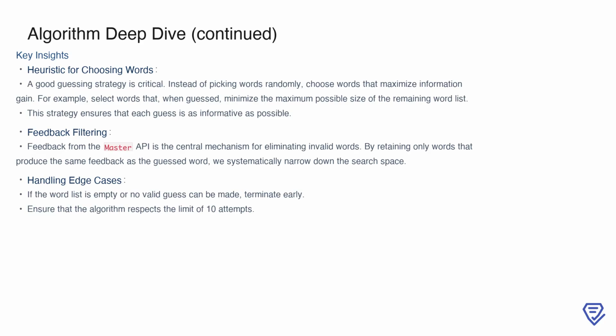Feedback from the master API serves as the central mechanism for filtering the word list. Each round of feedback helps eliminate words that do not produce the same number of matches, allowing us to systematically reduce the search space. We must also handle edge cases, such as when the word list becomes empty or no valid guesses can be made. In these scenarios, the algorithm should terminate early. Additionally, the algorithm must always respect the limit of 10 attempts, even if it has not yet identified the secret word.